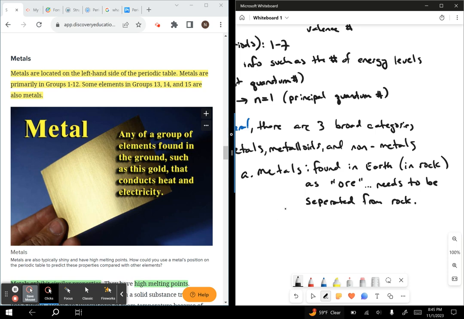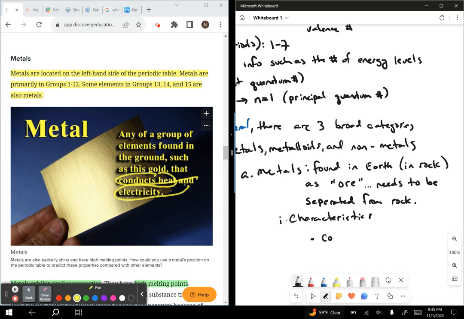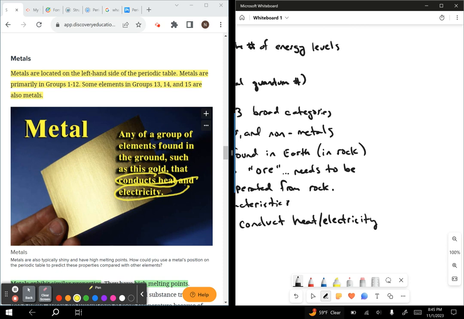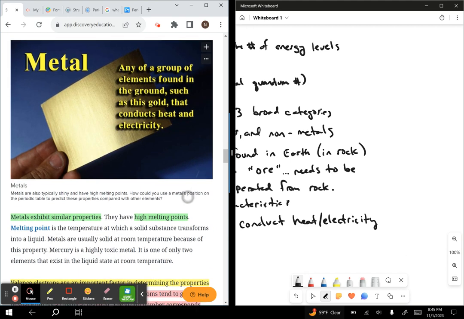So what are some of the characteristics of metals? Once we've smelted it, separated it, and you have a pure metal, what makes a metal a metal? Well, what does it say here? It conducts heat and electricity. So those are some qualities. So we're going to write these down. Characteristics. Well, they are conductive. They conduct heat and electricity. That's why we use copper in our walls, right? We use the metal to conduct electricity. That's why you use metal pans to cook, because they conduct heat, right?